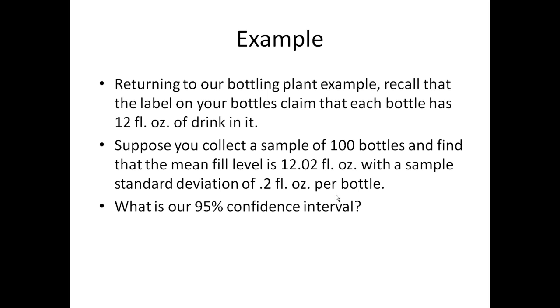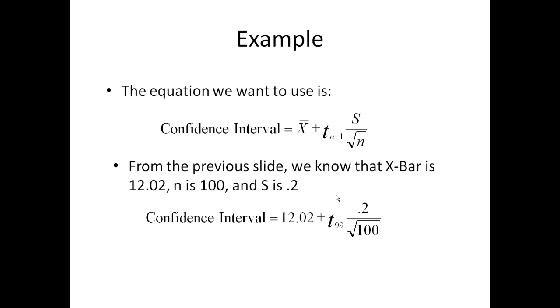Now, the first thing we need to do is ask ourselves the question, which of the equations do we need to use? Well, we're looking for a mu, right, because 12 fluid ounces is a number, and we don't know what the population standard deviation is. Generally, you don't. So we're going to use the standard deviation of the sample instead. So we're going to use the middle equation from before. This is the equation we're going to use. Confidence interval is equal to x bar plus or minus a critical value from the t distribution with n minus 1 degrees of freedom multiplied by s over the square root of n.